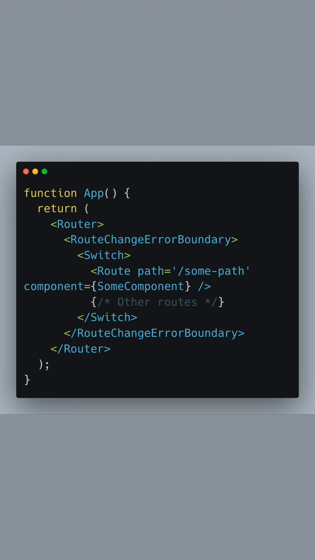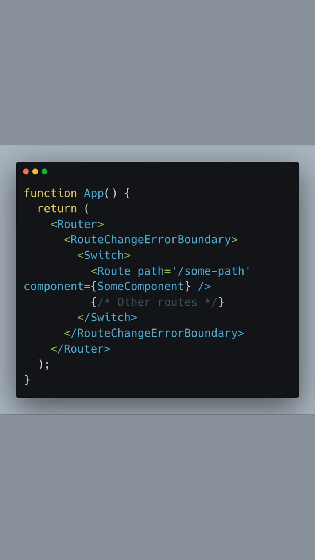Finally, we have our main App component. Inside, we use the Router component to manage our application's navigation. We then wrap our routes with the RootChangeErrorBoundary. You can see an example of a route definition inside a Switch component.